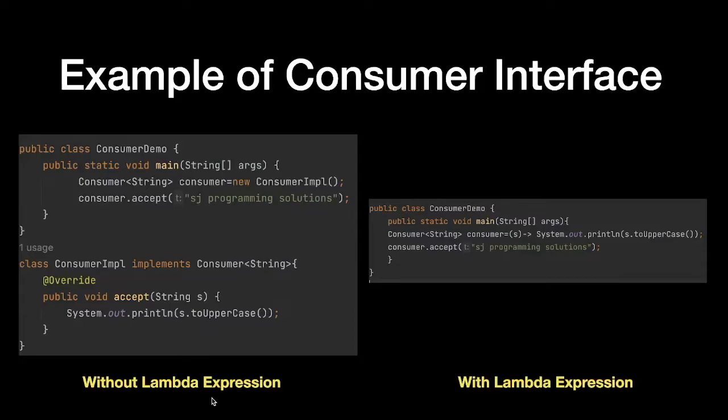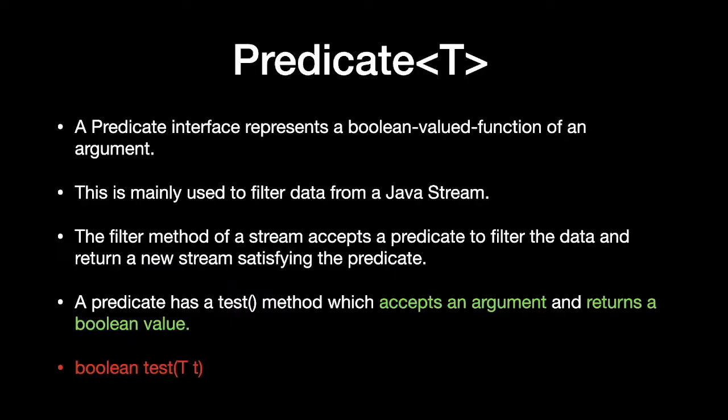Now let's go to the next one, which is the Predicate. Now what is the Predicate? Predicate is also a functional interface. It is a boolean-valued function of an argument, meaning this Predicate will take one argument. Here T means the type of the input.